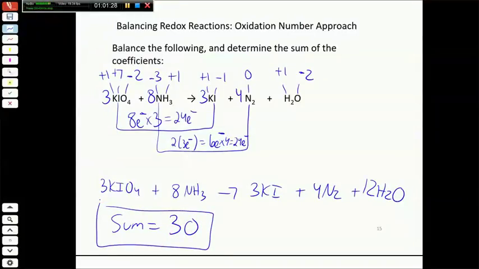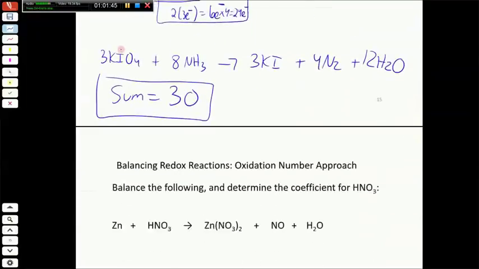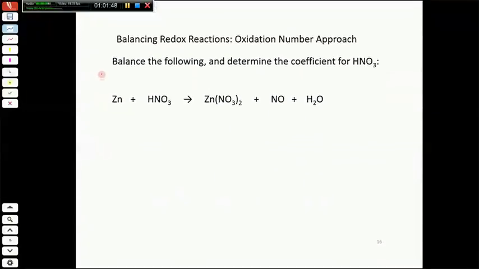So you can see that a lot of times in redox reactions we have pretty big coefficients. It would be pretty difficult to do this just by inspection, and so using the oxidation number approach will ensure that we get this right every time. All right, we're going to do one last one here, just to wrap this up, where the only difference is there's one little thing we have to add, as we'll see, to balance this one. We're going to follow the same approach, but there's just one extra little thing that we'll sometimes see that comes into play here. So we're going to balance the following and determine the coefficient for HNO3.